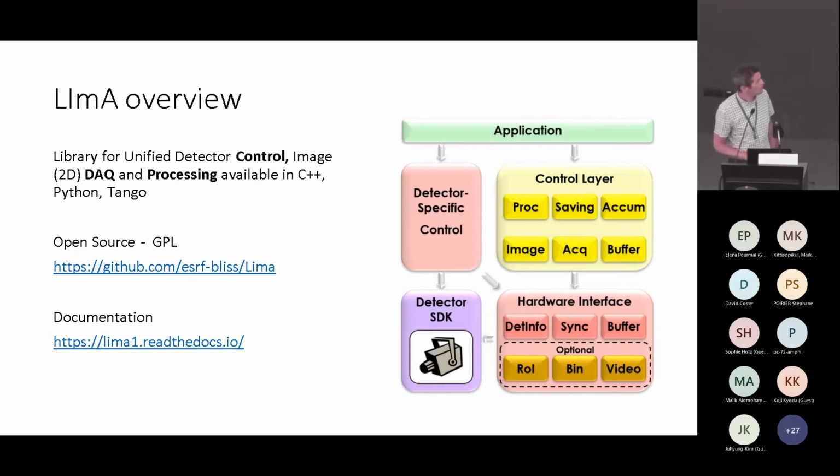On the right side, you have a figure that shows basically the architecture of the whole thing. Starting from the bottom left, we have the detector SDK from the vendor, and we try to abstract the specificities and the peculiarities of the SDK with the hardware interface that every camera plugin has to implement. On top of this hardware interface, we have the control layer that manages the processing, the savings, eventually the frame accumulations and other image processings. And finally, we have the application.